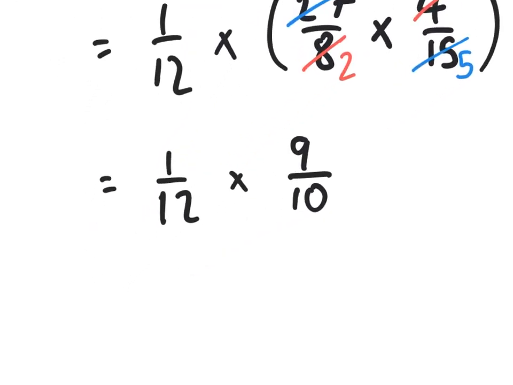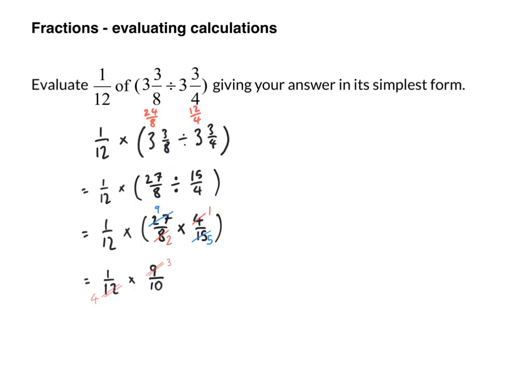Zooming in again, we've got multiplication left, and again, we could multiply straight away. 1 times 9, 12 times 10. But I'm going to simplify yet again. The 9 and the 12 both have a common factor of 3. So I can divide both of these by 3 to get a 3 and a 4. And this allows me to get a simplified answer at the end. 1 times 3, 4 times 10.